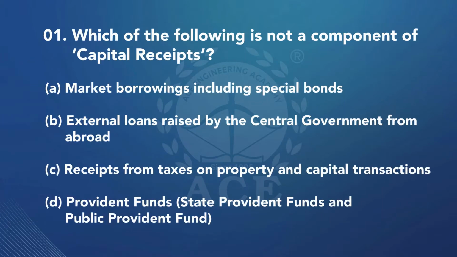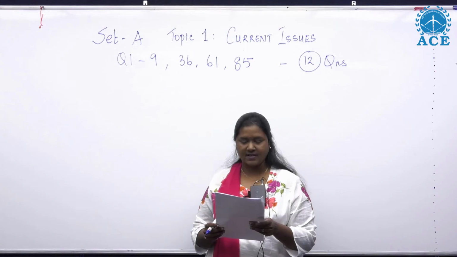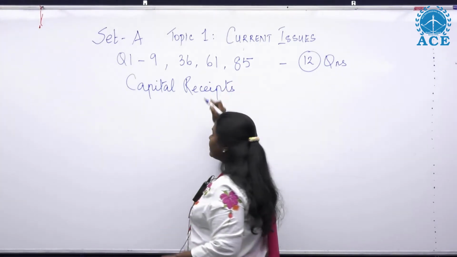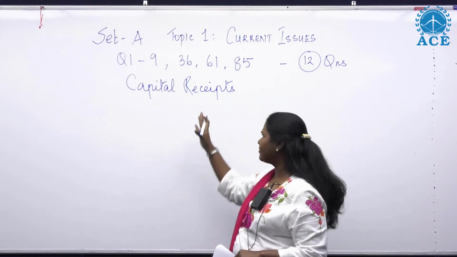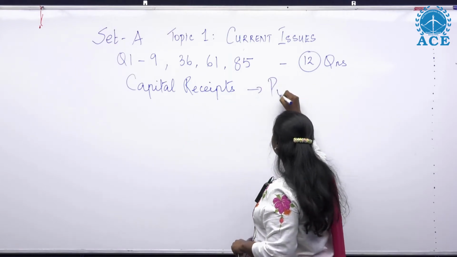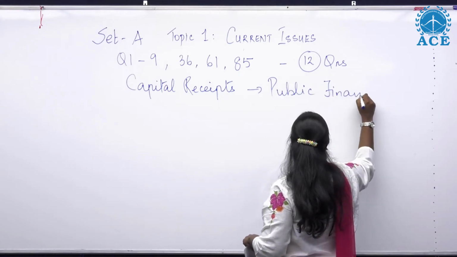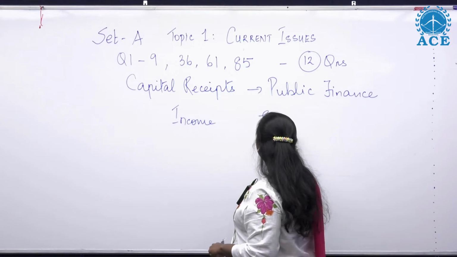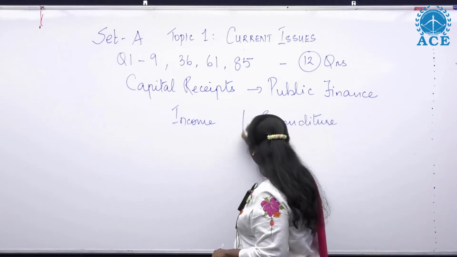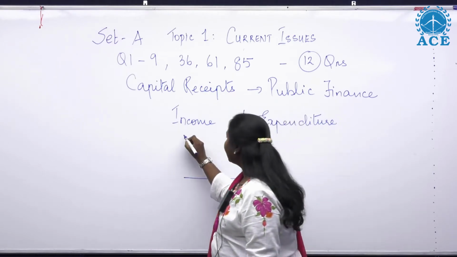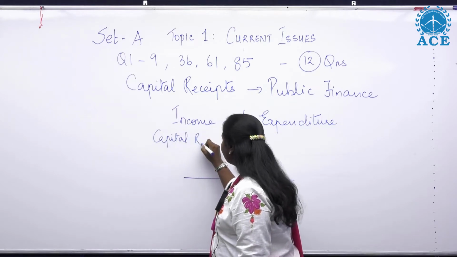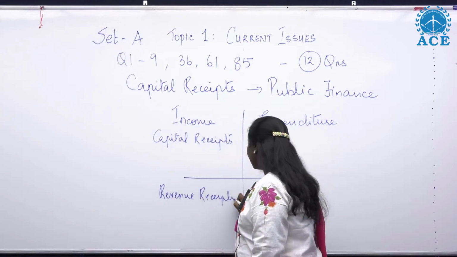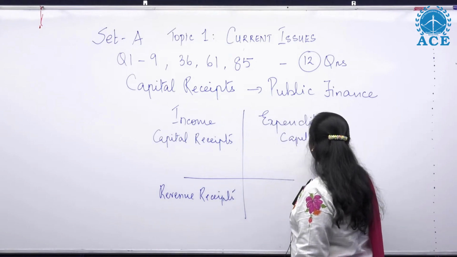Question number 1. Which of the following is not a component of capital receipts? Now, capital receipts come in which chapter or part of economy? First of all, this is an economy question and it comes under public finance. As I discussed in class, we talked about income and expenditure of the government. When we talk about income, we divide it into capital receipts and revenue receipts. Similarly, for expenditure, you have capital expenditure and revenue expenditure.